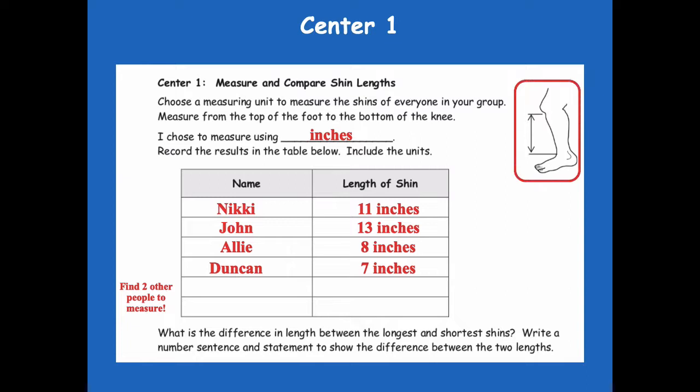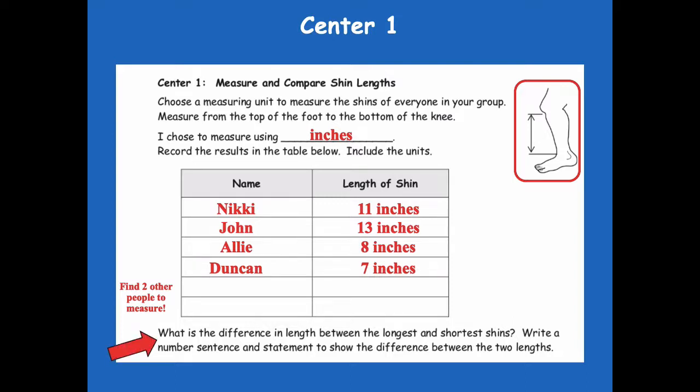Now, notice up here, it's giving you a picture of what is your shin, okay? So your shin is from the top of your foot to the bottom of your knee. Okay, you need to make sure that you're measuring the same points on each person. Otherwise, your measurements are not going to be accurate.